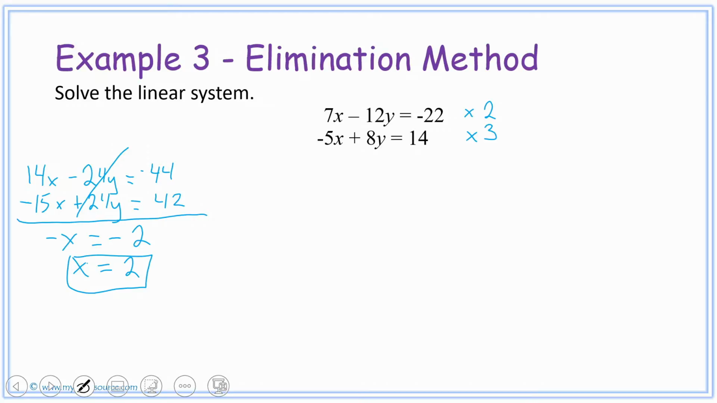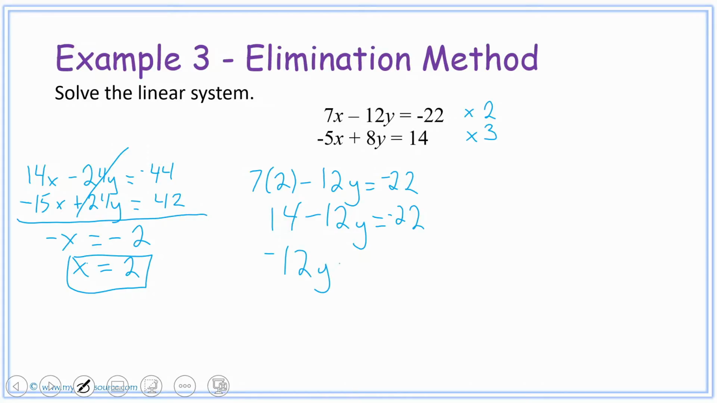It has no negative in the front, so 7 times 2, right? That's what our x is. Subtract 12y is equal to negative 22. So we have 14 minus 12y is equal to negative 22. To get the y by itself, you can bring that 14 over as a negative 14. And that's subtracting the 22 that's there.